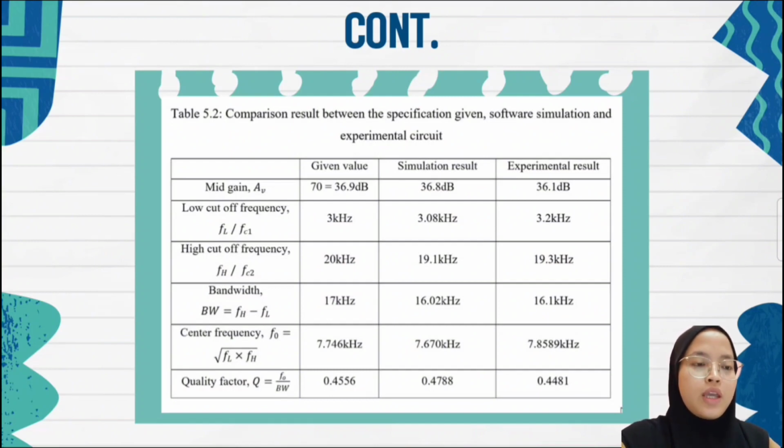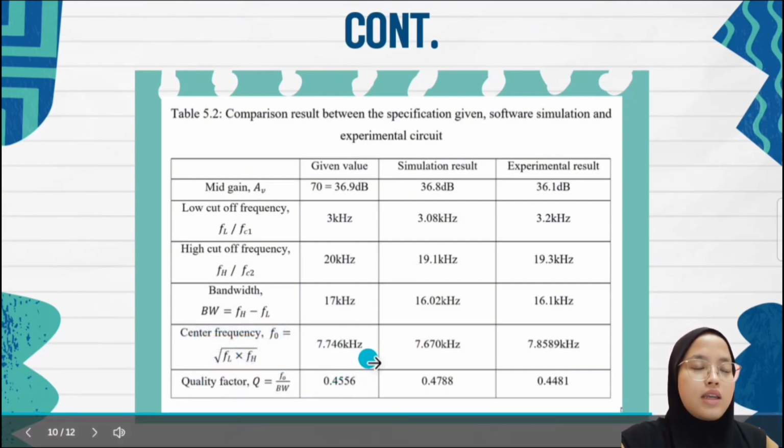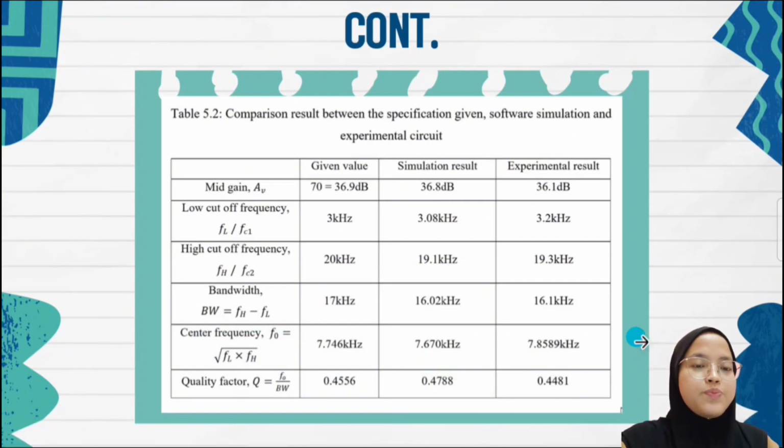And for the experimental value we get 19.3 kilohertz. As for the bandwidth, the given or calculated value of bandwidth is 17 kilohertz, but for the simulation value we get 16.02 kilohertz, and the experimental value is equal to 16.1 kilohertz. The same goes for the center frequency and quality factor, as can be seen in this table. So what can we conclude from the values obtained from the simulation and experiment?